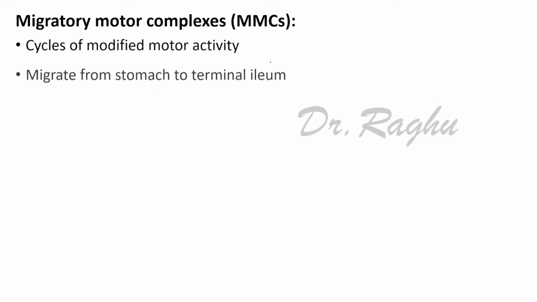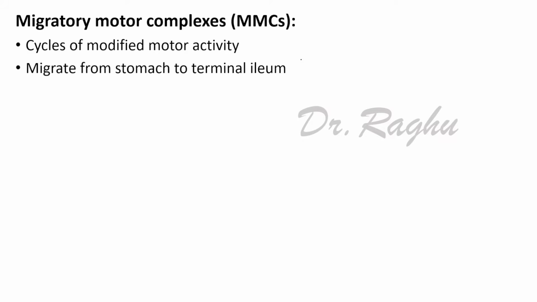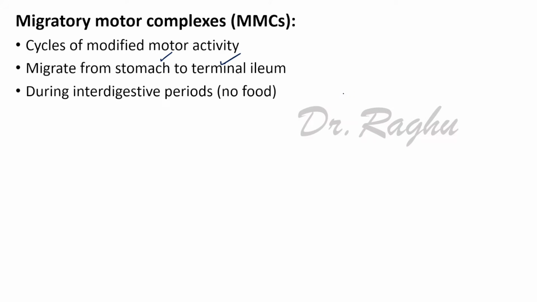First, let's understand the migratory motor complexes, also called MMCs, which occur during the interdigestive phase. These are cycles of modified motor activity, and these complexes or waves migrate from the stomach to the terminal ileum. Remember that migratory motor complexes occur strictly during the interdigestive periods, when there is almost no food present in the stomach. This wave travels at a rate of 5 centimeters per minute.